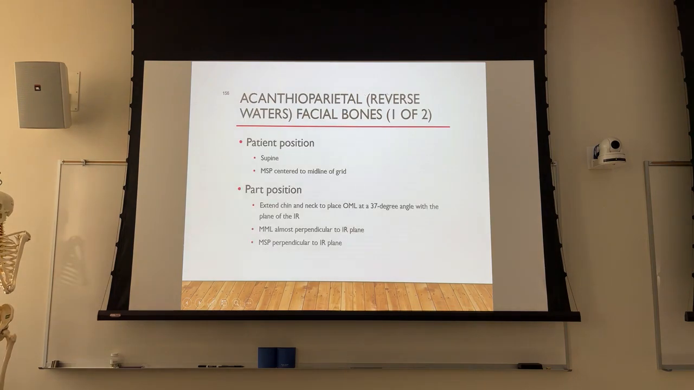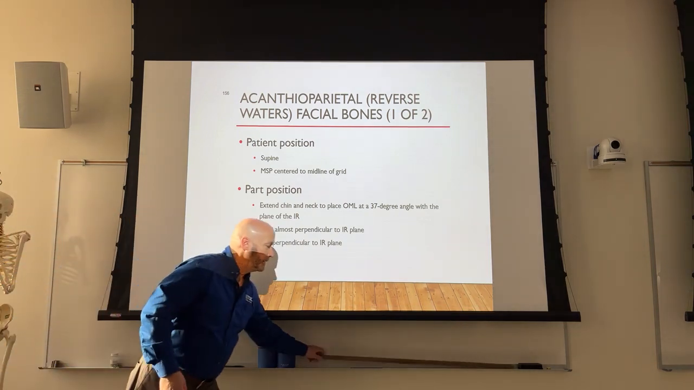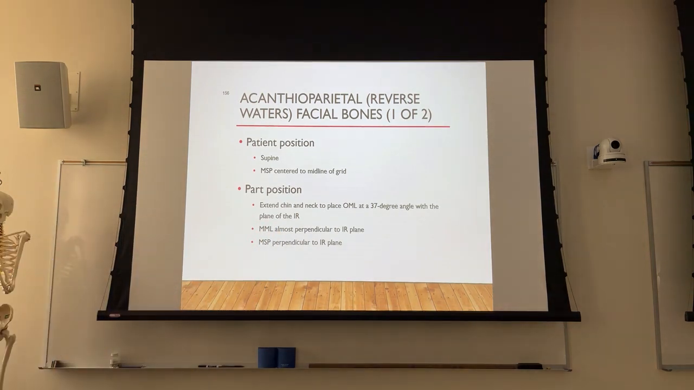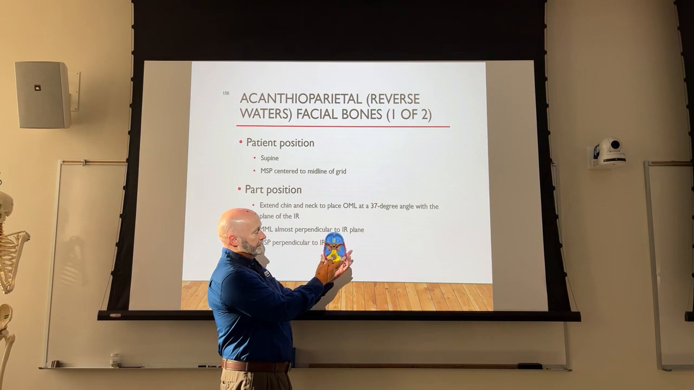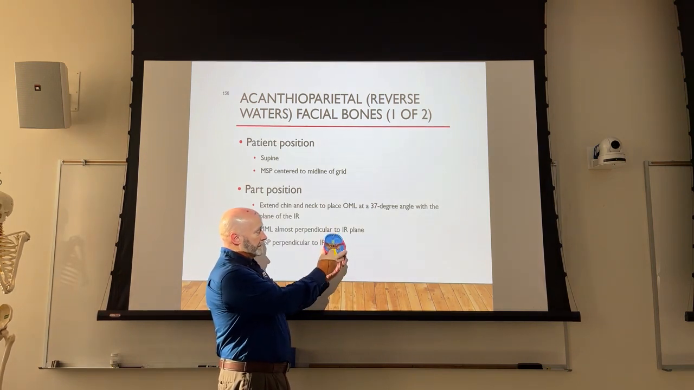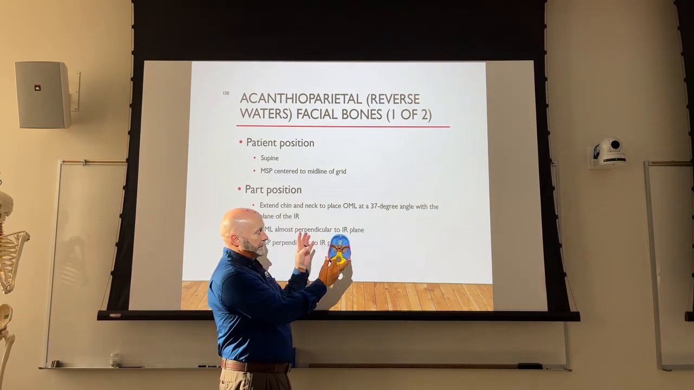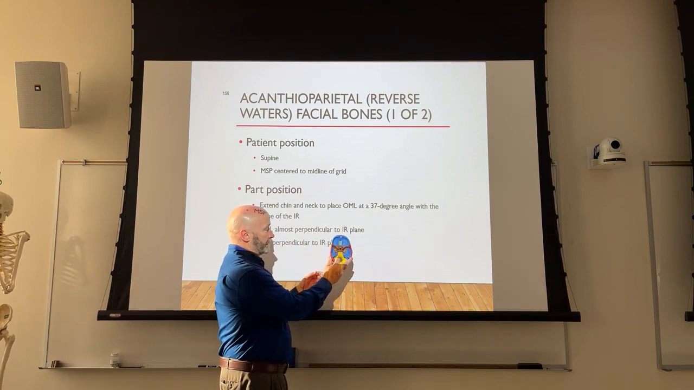Waters. Okay? There are, though, two Waters. There is Waters, and that's 37 degree Waters. And there is also a reverse Waters, or a 55 Waters. We'll talk about that in a second. So for 37 Waters, align the mid-sagittal plane to the image receptor, and extend the chin until the mentomeatal line is perpendicular to the image receptor.